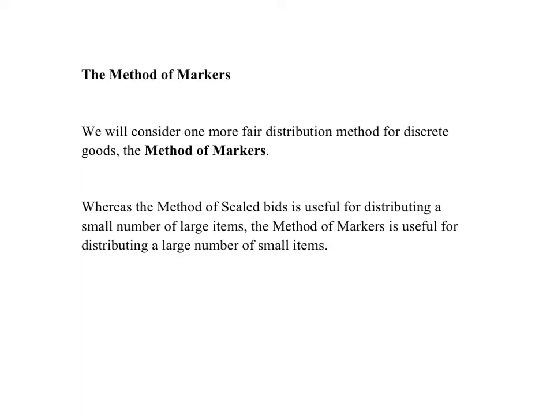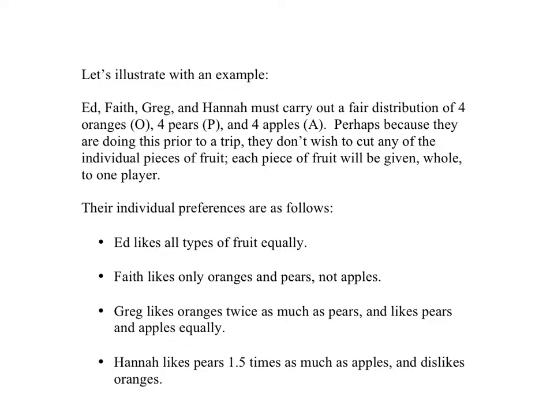The method of markers is our second method for carrying out fair distributions of discrete goods. The difference between them in practice is that the method of sealed bids is useful for distributing a small number of large items, relatively large items, and the method of markers is useful for distributing a large number of small items. Again, this is easier to understand if it's illustrated with an example.